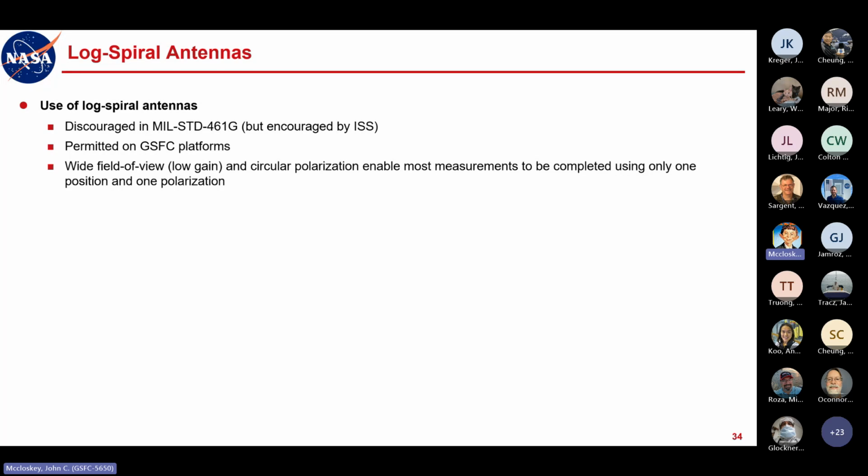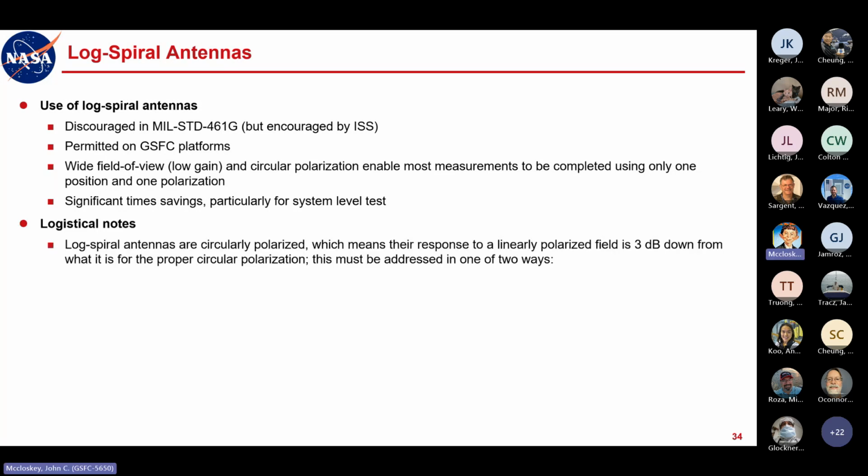And that is a little more typical for some of the antennas used on spacecraft, that they tend to be more circularly polarized. So they can offer significant time savings, particularly for a system level test.